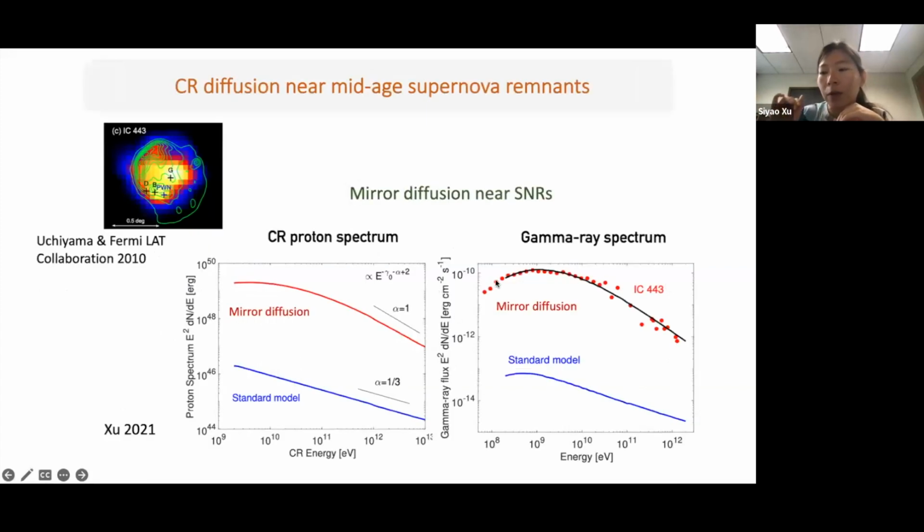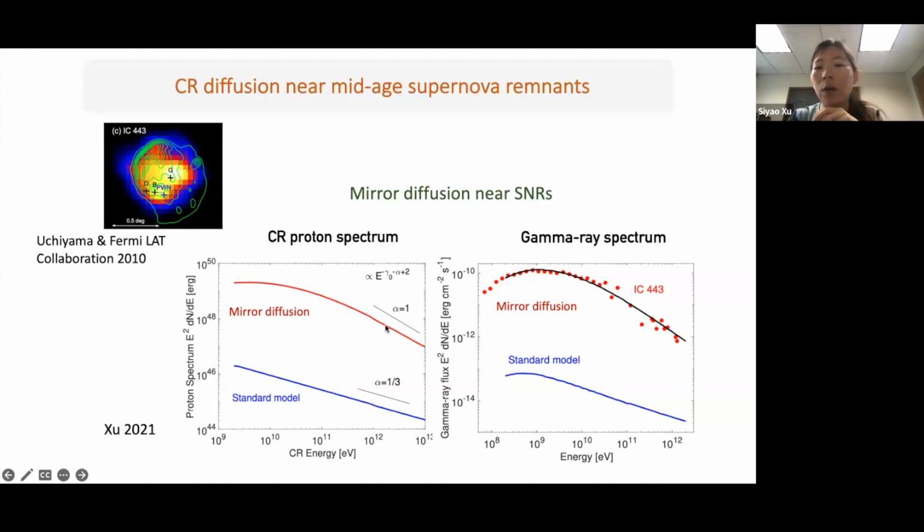So, coming back to the observation that I showed earlier for the molecular cloud in the vicinity of middle-aged supernova remnants, these bright gamma ray sources. Now, if we apply this newly identified mirror diffusion, let's see what different result it gives compared to the standard model that I used earlier, the average galactic diffusion coefficient. Recall that the average galactic diffusion coefficient would give too fast diffusion of cosmic rays. They can quickly escape from the molecular cloud, and thus cannot produce sufficient gamma ray flux as observed.